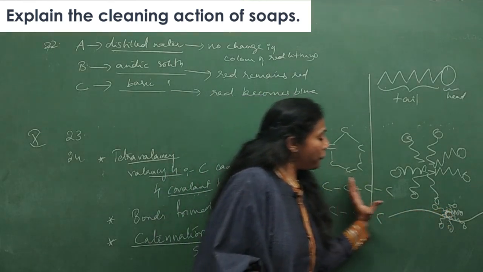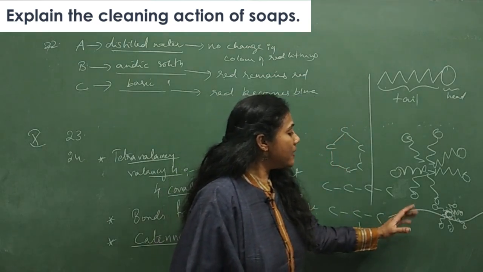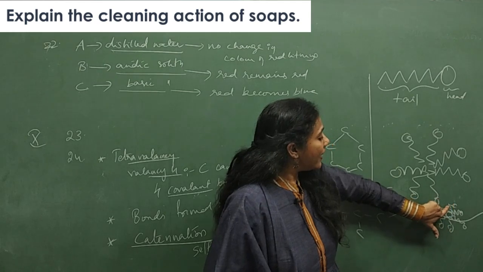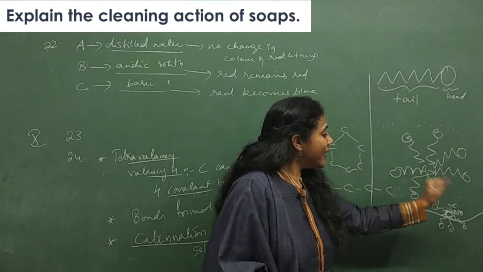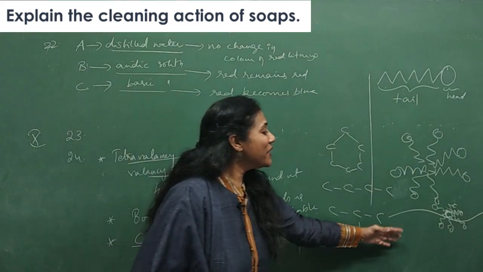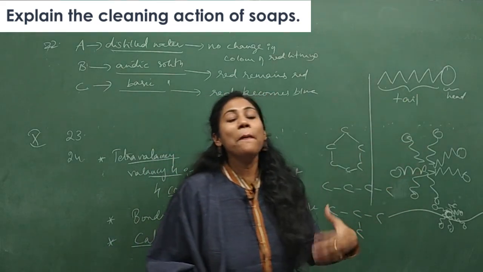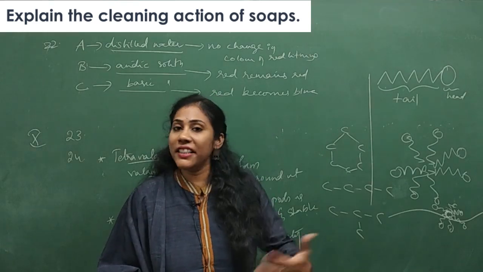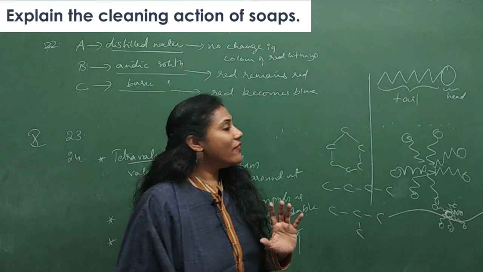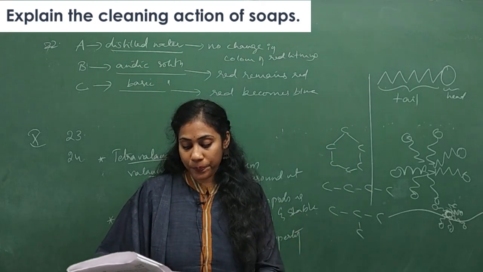And the moment you flush water, what happens? Water takes away the head. Head will take away the tail. Tail finally takes away the dirt from the cloth. Isn't it? So this is what you have to explain point wise, which I have done in my video. You just have to refer to that. Clear? So that is our cleansing action of soap.